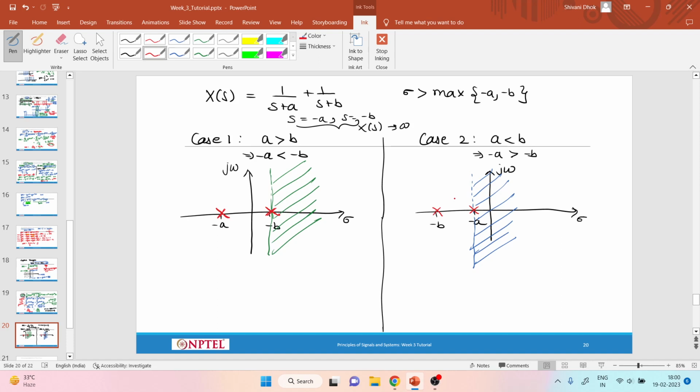Any questions at this point? Here, the poles are not included, right? Yes, poles are never included in the ROC. Zeros can be, but poles are never included.